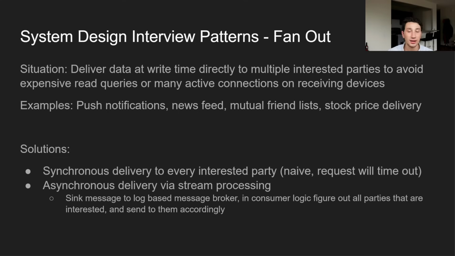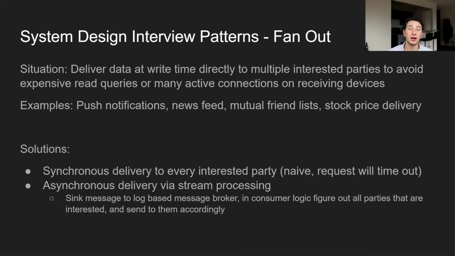Examples of this include push notifications, a social media newsfeed, something like figuring out who our mutual friends are every single time that we make a new friend connection, and also stock price delivery, right? We've got many interested parties when the price of, say, a Google stock goes up or down by $1. So one option is we can deliver all of this data to all interested users synchronously by doing it in some sort of API.